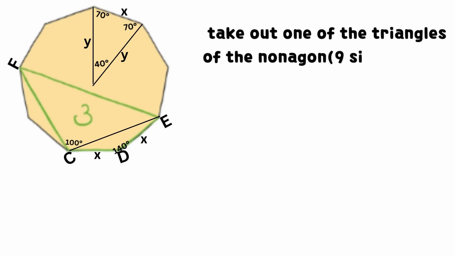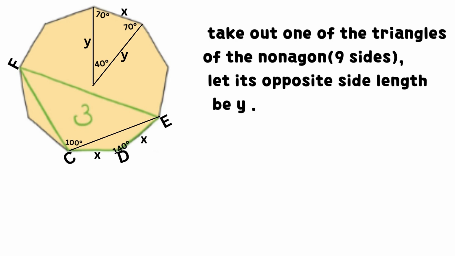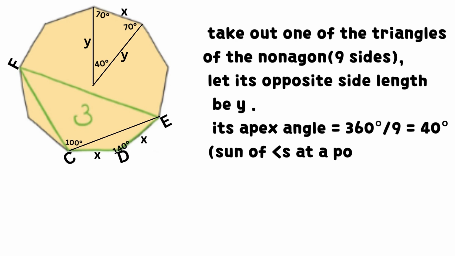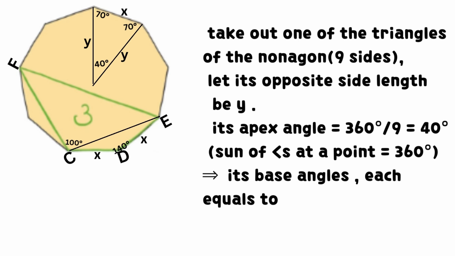Take out one of the triangles of the nonagon for illustration purpose. Let y equal its opposite side length. Its angle subtended at the center of the nonagon equals 360 degrees divided by 9, which equals 40 degrees. It is because the sum of angles at a point equals 360 degrees. It follows that its base angles each equal 180 degrees minus 40 degrees, all divided by 2, which equals 70 degrees.